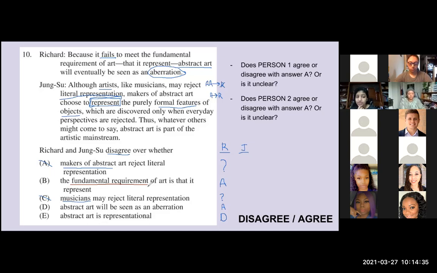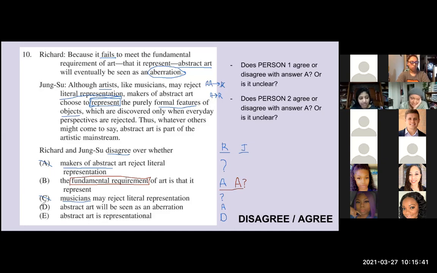So did Jung-soo say that representation was a fundamental requirement of art? No. I don't think he directly did, but I feel like Jung-soo would agree with it, because he's kind of agreeing with Richard about that part, in the way that he's speaking. But if he would agree with it, it's not our answer, right? Because then they would both agree with it. Right. But we don't directly know whether Jung-soo thinks that it's a fundamental requirement of art. We don't know what Jung-soo would say about something that doesn't represent, if that makes sense. Does that make sense, Tyler? Yeah, it does. Okay, so I would probably put a question mark here, but even if it was agreed, they would both be agreeing.